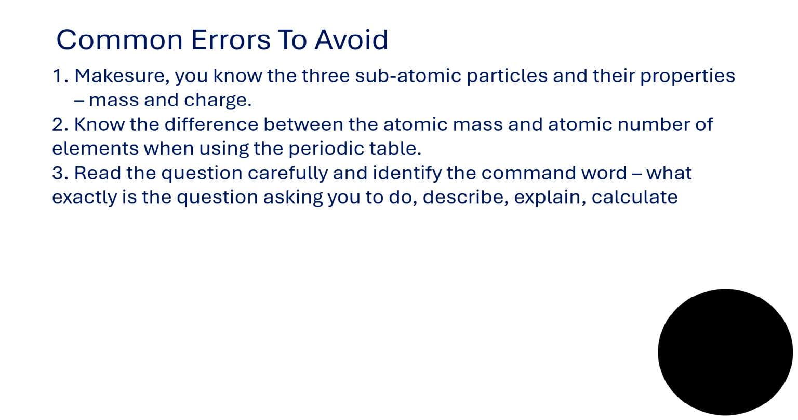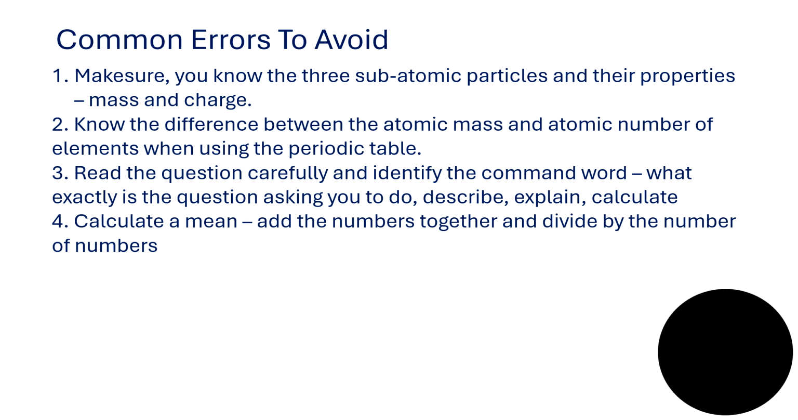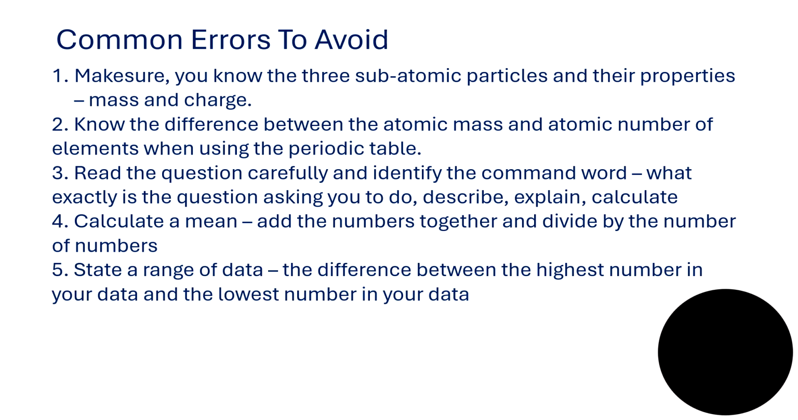Make sure that you read the question carefully and identify the command word. What exactly is the question asking you to do? Quite commonly on the chemistry, you get asked to describe or explain, to calculate. If you have to calculate a mean, remember you add the numbers together and divide by the number of numbers. If it asks you to state a range of data, look at the difference between the highest number in your data and the lowest number in your data, and that will give you the high and the low numbers for that range.